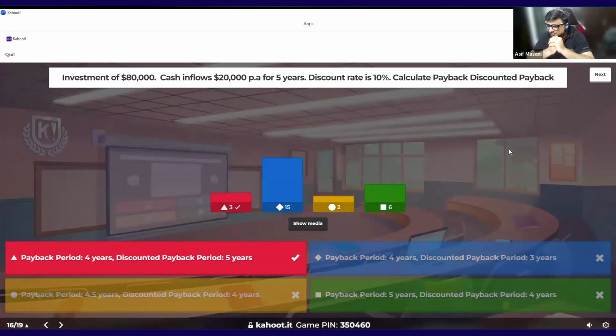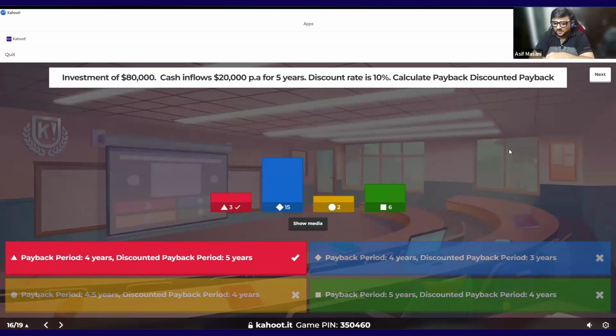Okay, so most of you got this wrong, which is strange. Anyways, we'll take a look at why the answer is answer one. So payback period is simple, right? The options yellow and green are ruled out because 20,000 times 4 is 80,000. So your simple payback period is 4 years. I hope everybody understands that at least.